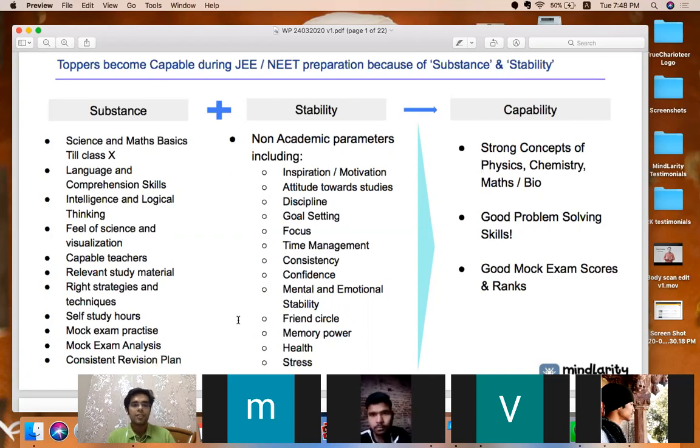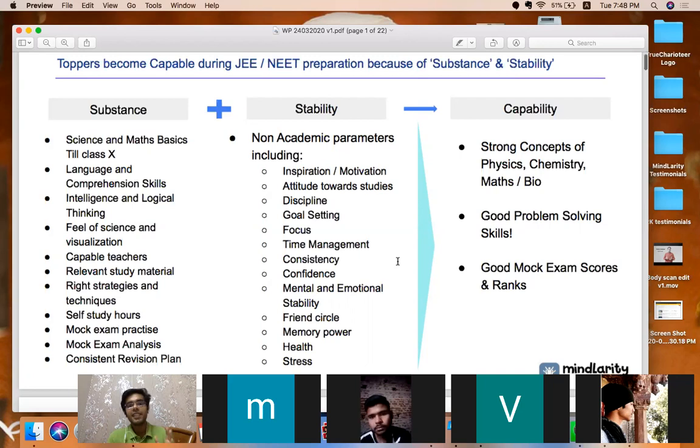So substance parameters ऐसे parameters हैं जो कि आपकी पढ़ाई से directly related हैं, and I hope कि आप इसके notes बना रहे हैं, आप एक एक point को लिख रहे हैं और अपने बारे में आप सोच रहे हैं कि what is the challenge with you specifically, so that at the end we can see what is the solution going forward. Then comes the stability aspects.